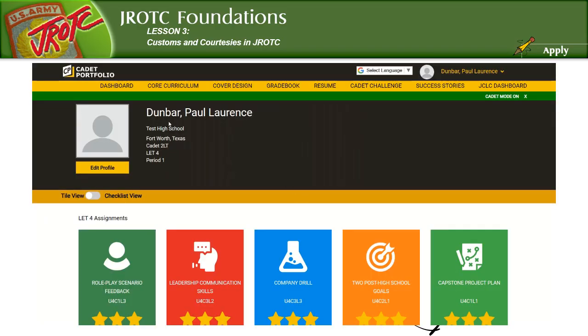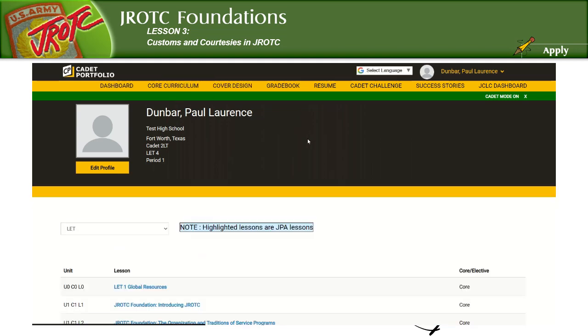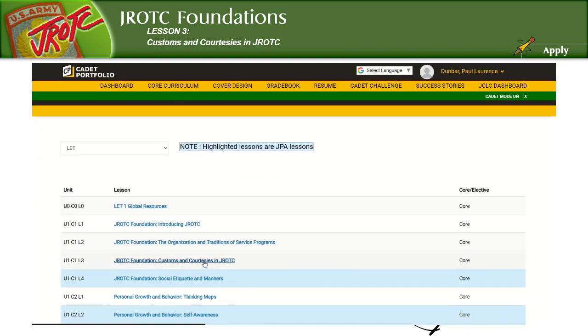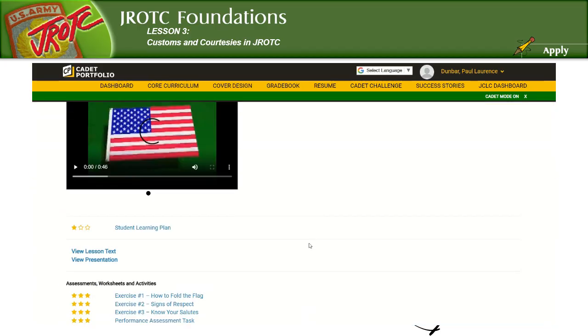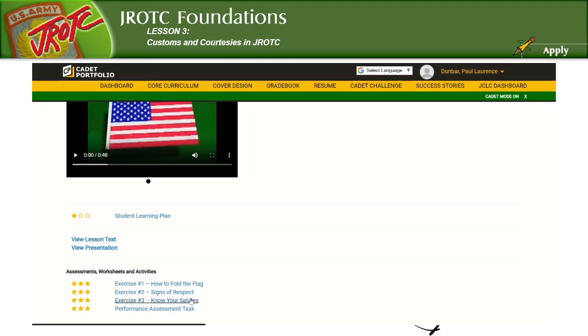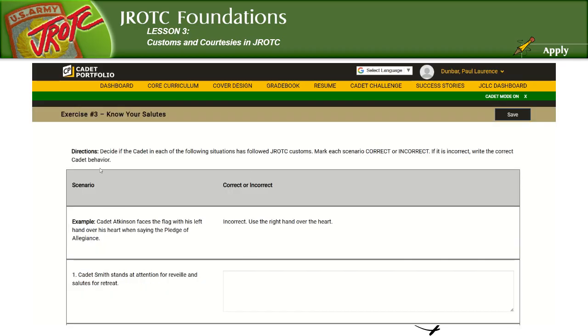Complete exercise 3 from your dashboard. You will select Core Curriculum. You will select JROTC Foundation, Customs and Courtesies. And then we'll scroll down and you will select Know Your Salutes. The directions: decide if the cadet in each of the following situations has followed JROTC customs. Mark each scenario correct or incorrect. If it is incorrect, write the correct cadet behavior.